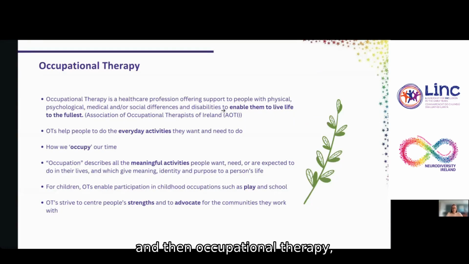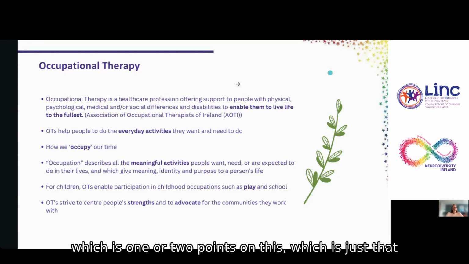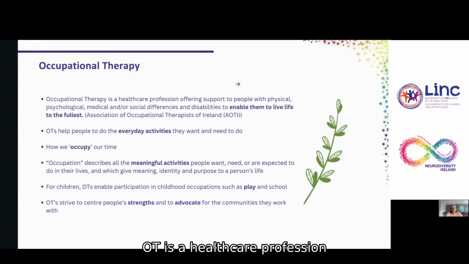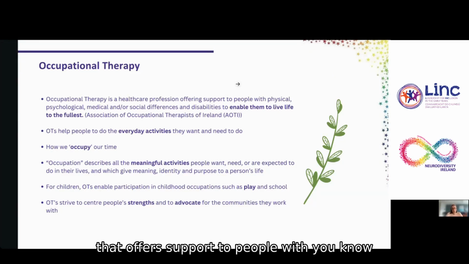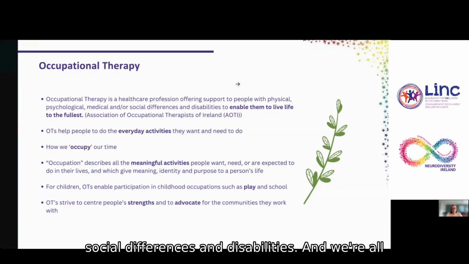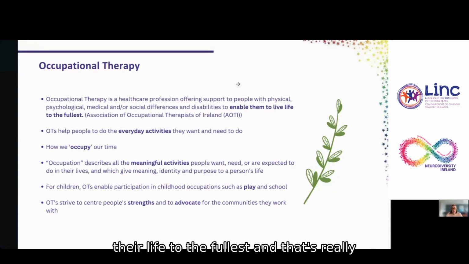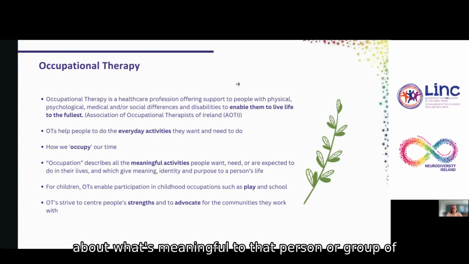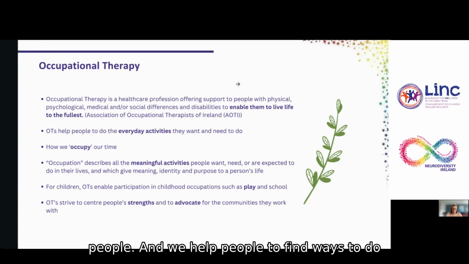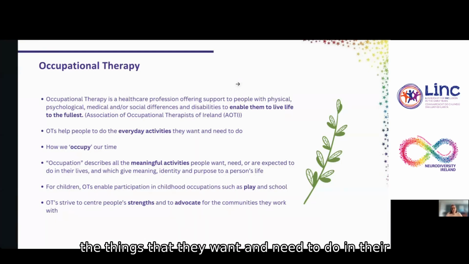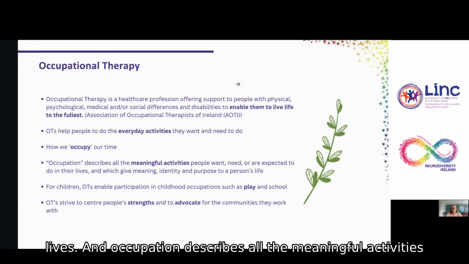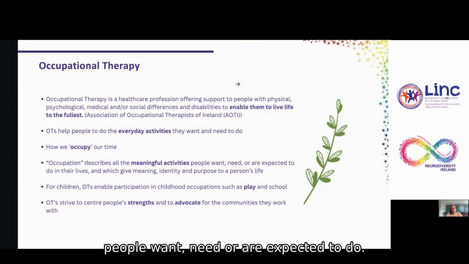And then occupational therapy. You may have come across occupational therapists before, but just one or two points on this, which is just that OT is a healthcare profession that offers support to people with physical, psychological, medical, social differences and disabilities. And we're all about supporting and enabling people to live their life to the fullest. And that's really about what's meaningful to that person or group of people.